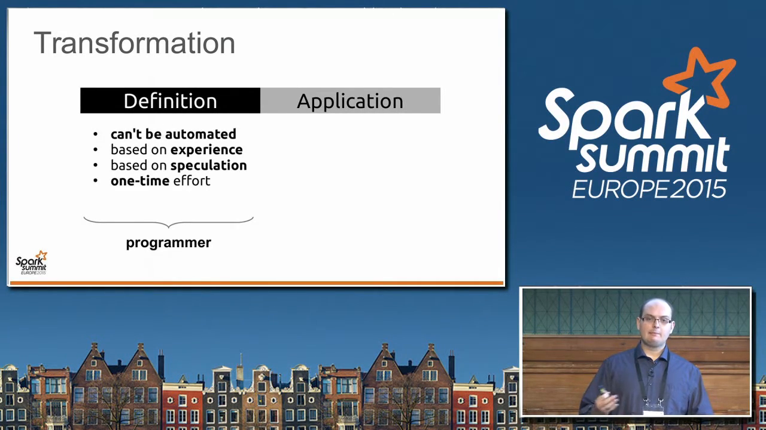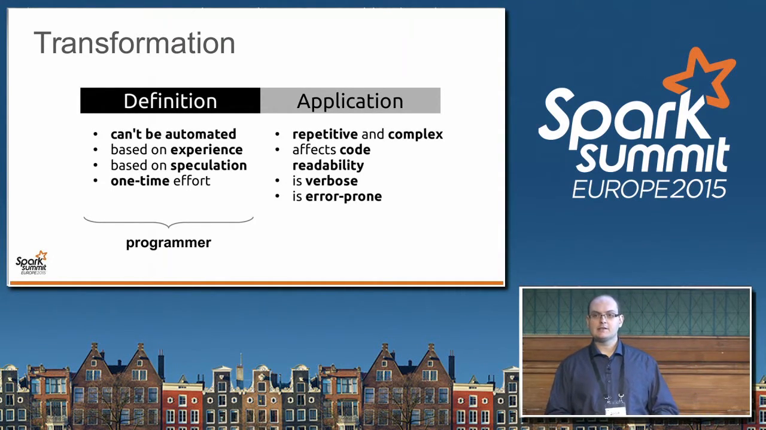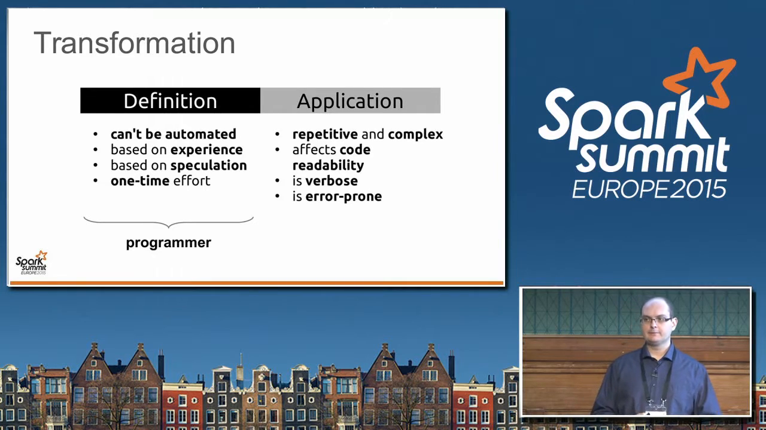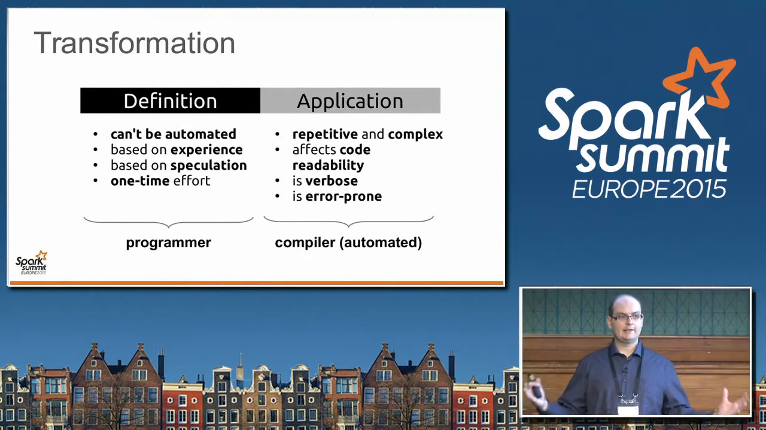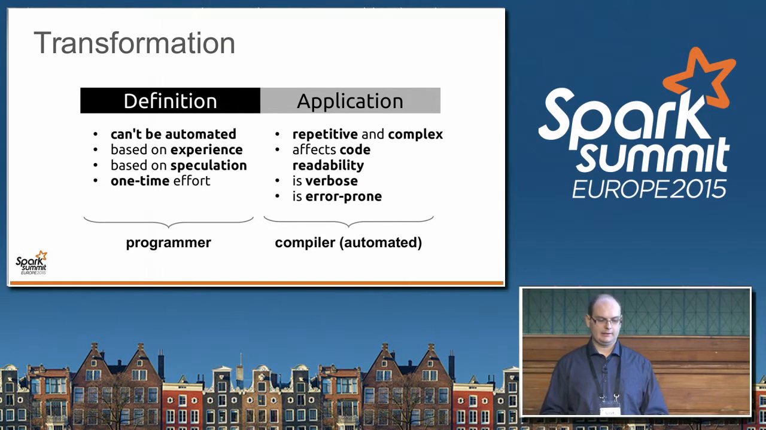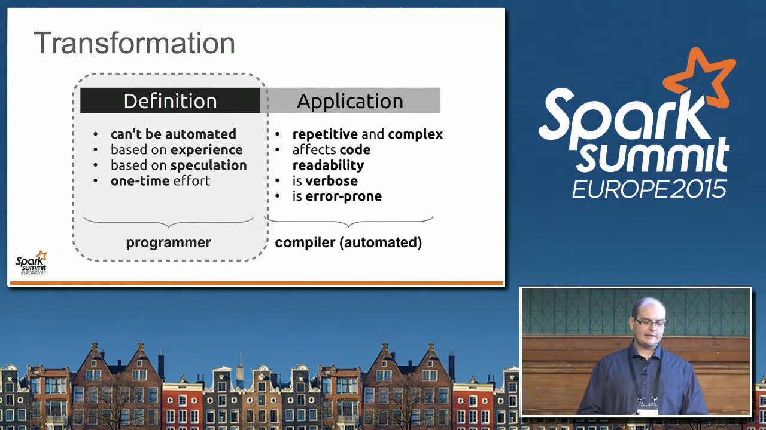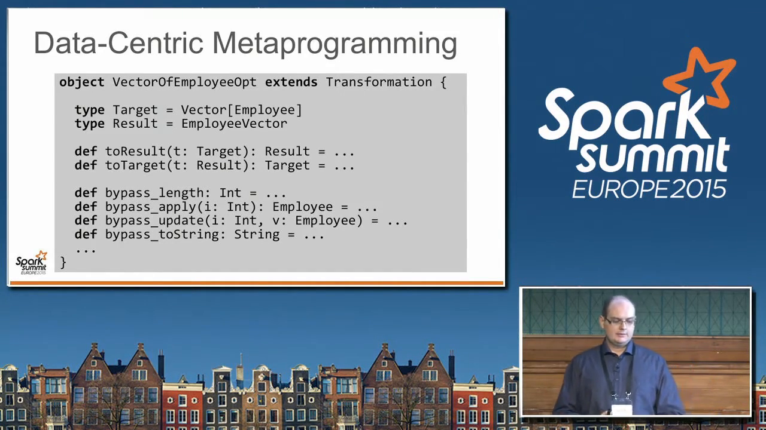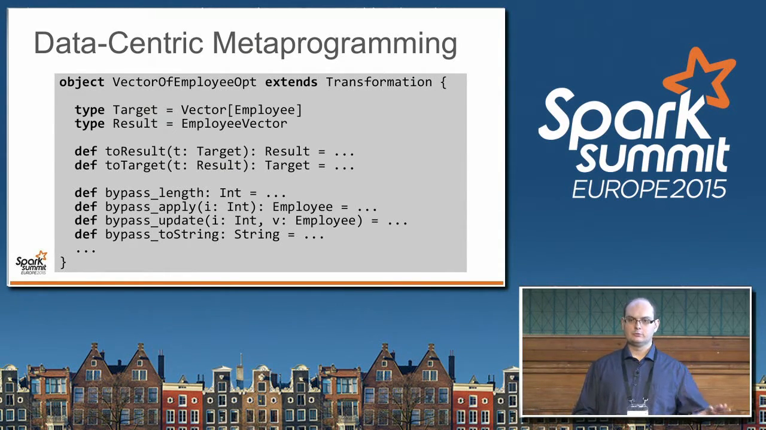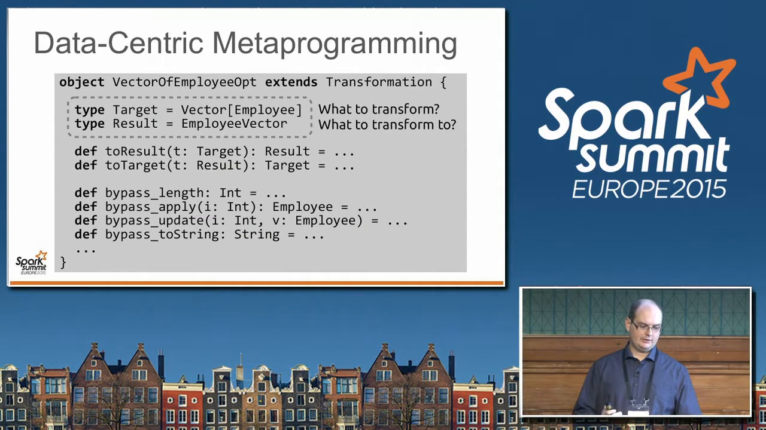So it's probably the best person to say that is the programmer, whereas the application is quite repetitive, quite complex. So it would be much better if the compiler could take over and do everything automatically. Let's look at a definition for the data representation transformation that I showed you before. This is quite tedious, but I'm going to quickly walk you through the transformation definition.